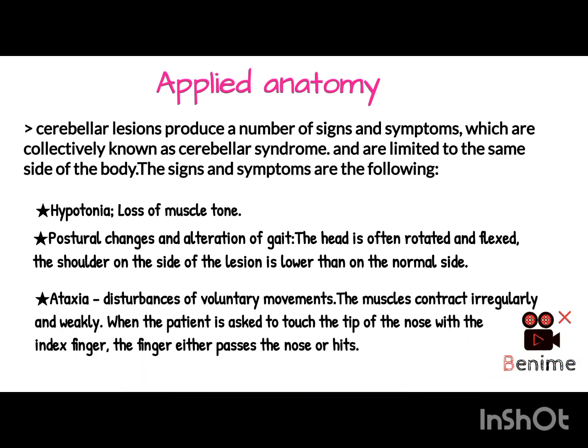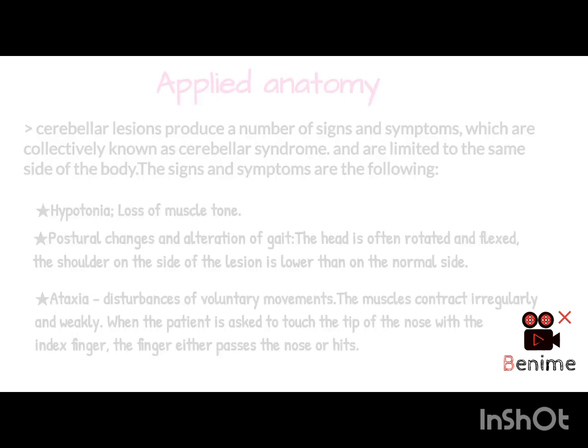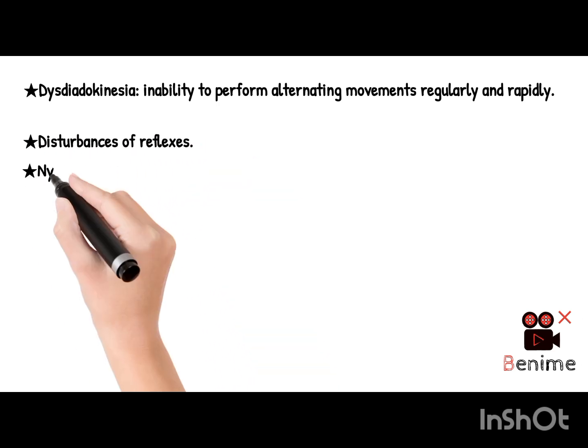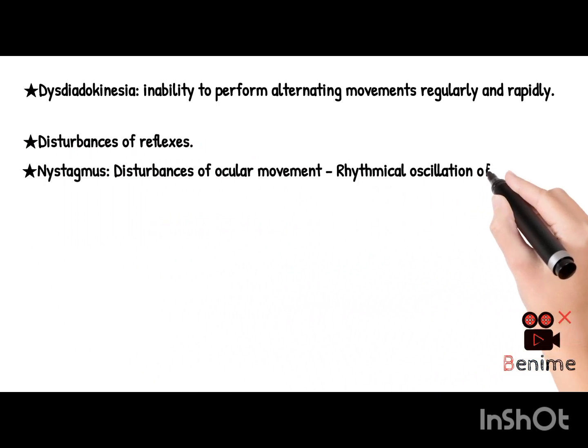Ataxia, disturbance of voluntary movements. The muscles contract irregularly and weakly. When the patient is asked to touch the tip of the nose with the index finger, the finger either passes the nose or hits it. Dysdiadochokinesia, inability to perform alternating movements regularly and rapidly. Disturbance of reflexes. Nystagmus, disturbance of ocular movement, rhythmical oscillation of the eye.